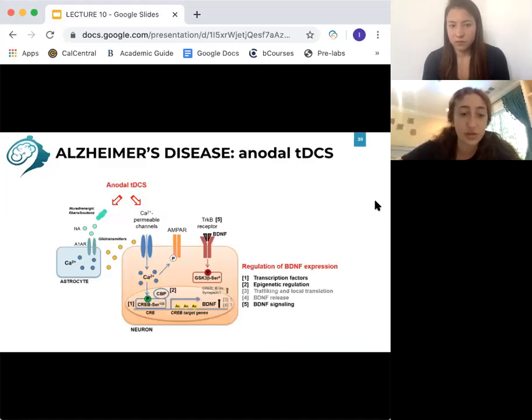So if you're interested in learning about the mechanisms behind anodal TDCS, here's just an image of such, but as you can see, it's quite complicated biology and chemistry, so we're not going to get too in depth about that.